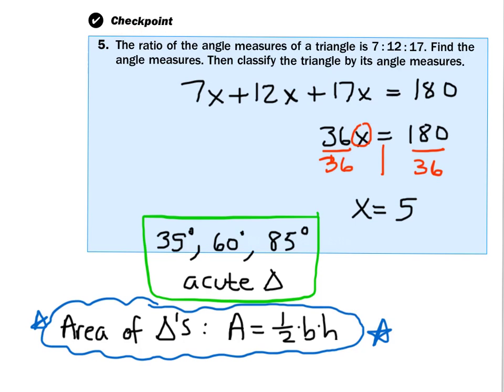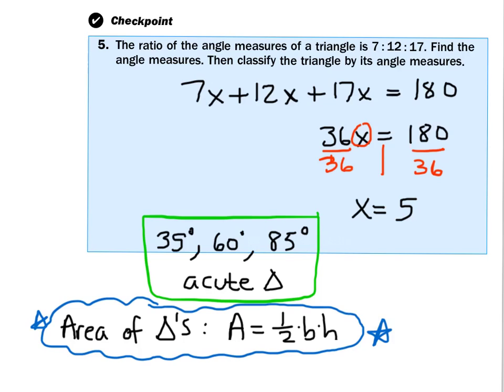Okay, take a look at the checkpoint. The ratio of the angle measures of a triangle is 7 to 12 to 17. Find the angle measures and then name or classify the triangle by its angle measures. We're going to use this ratio and say 7x plus 12x plus 17x has to equal the total, the 180 degrees. Combine like terms, that would give you 36x equals 180, and then get rid of the 36 by dividing both sides by 36, so x equals 5.